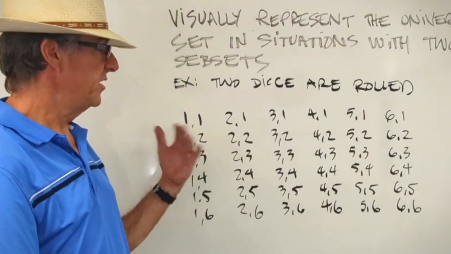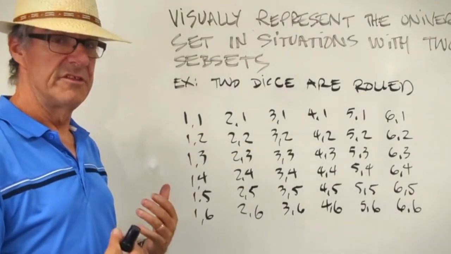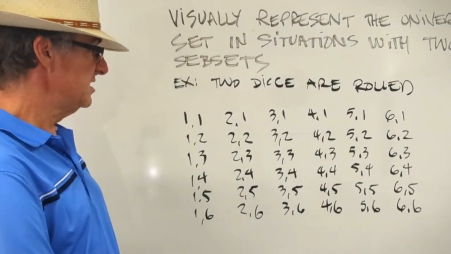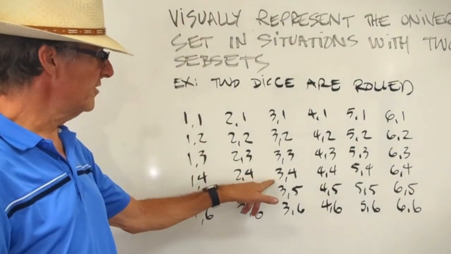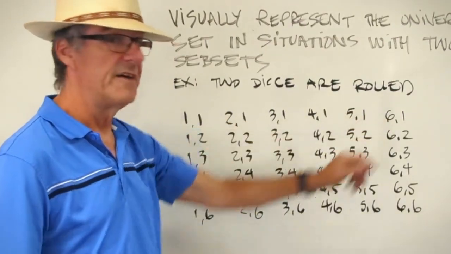All right, so here they are, all the possible outcomes. I just listed them off. So here's rolling a 1 and a 1, a 1 and a 2. Here is rolling a 3 and a 4. Here is rolling a 5 and a 1.